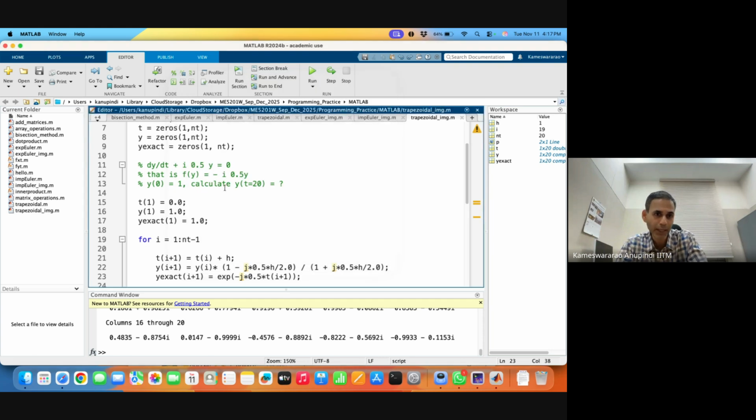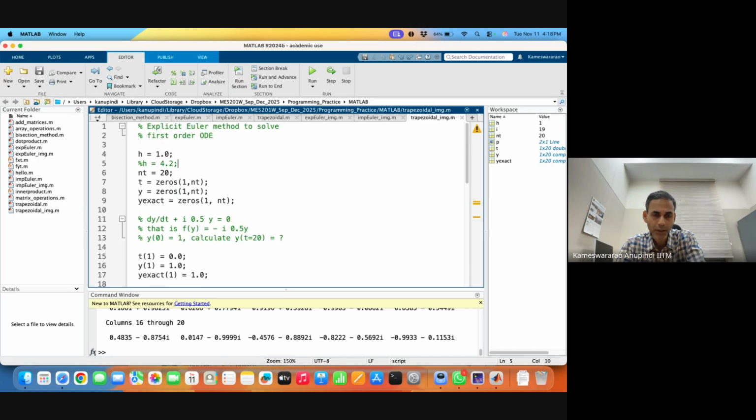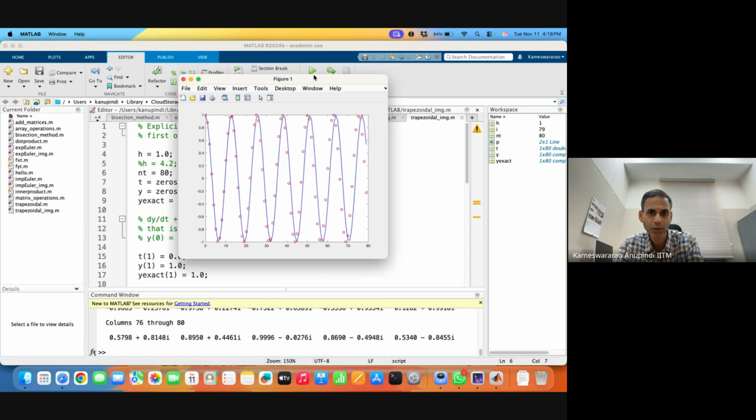For example, now let me run it for longer. Maybe let us run it for up to 80. Then we'll have several oscillations. You start seeing that the peak has moved out, right? The red peak is occurring somewhere else, and this one is occurring somewhere else. But you see that both of them are bounded between +1 and -1. That is because the trapezoidal method has 0 error in amplitude. It has error only in the phase, not in the amplitude. So as a result, you will get this behavior.